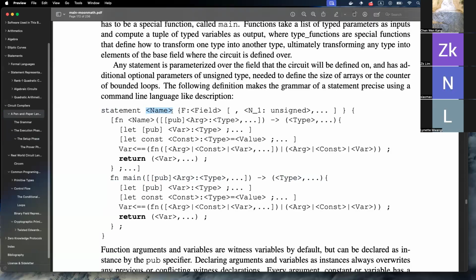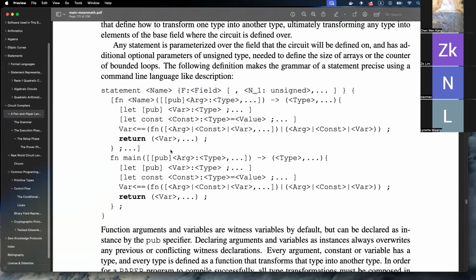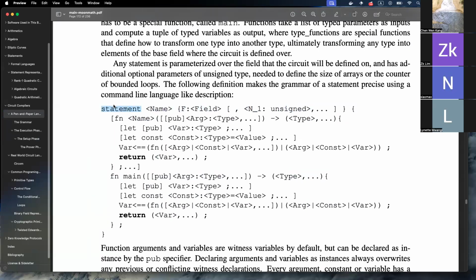So statement name. This name is just something that you give. This is the parameters, field, and more. This just means that it can have multiple field. I think this is a statement actually. Yeah, sorry, I have unfortunately got this wrong. So it defines the statement, any statement in the language, as a name in the format of this field. So F field, N1 unsigned, these are all the types. A function.